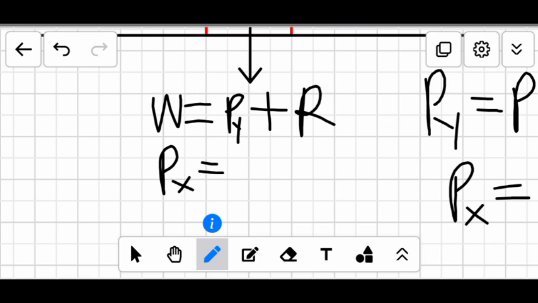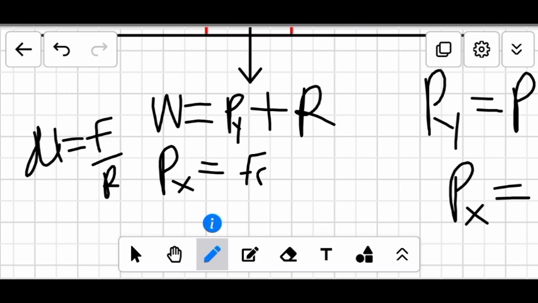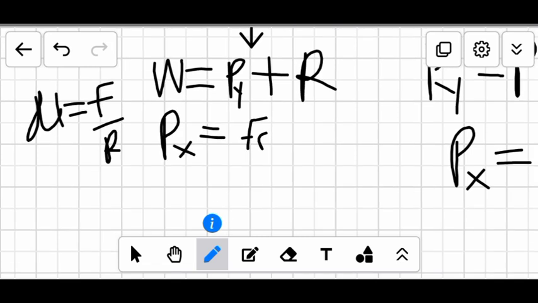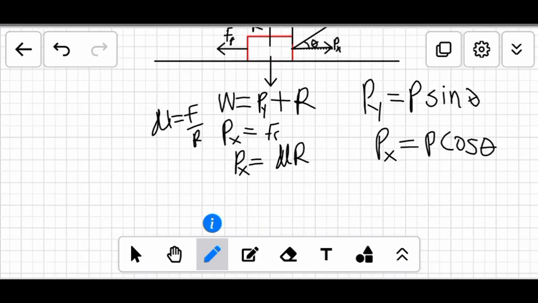equals frictional force. Mind you, from the coefficient of friction equals force over normal reaction, the frictional force will be coefficient of friction times normal reaction. So then Px would be coefficient of friction multiplied by the normal reaction. So this is another analysis based on that.